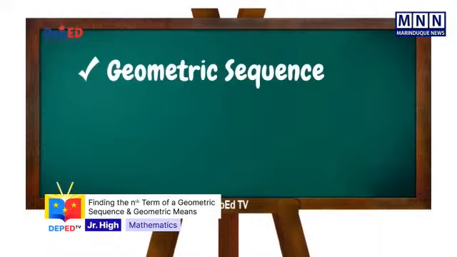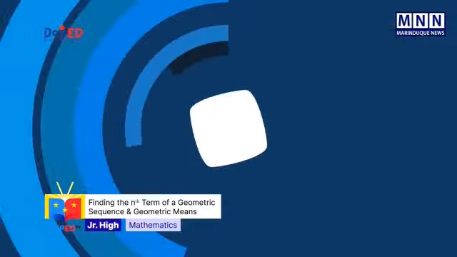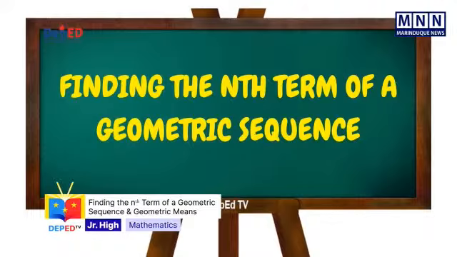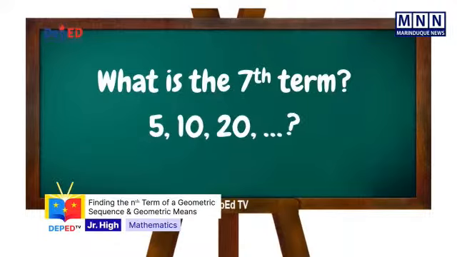In the previous episode, you learned about geometric sequences and how to find the next terms of geometric sequences. In this episode, we will discuss ways in finding the nth term of a geometric sequence. For example, what is the seventh term of the sequence 5, 10, 20, and so on?